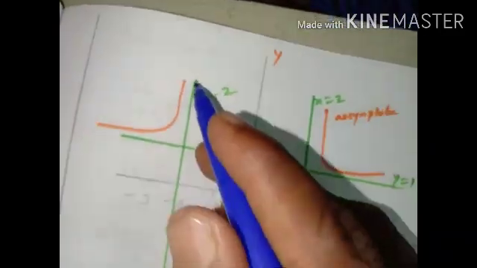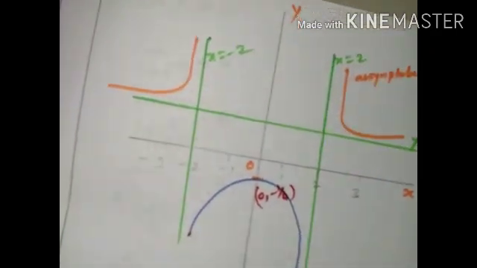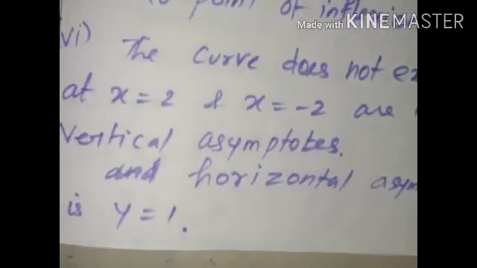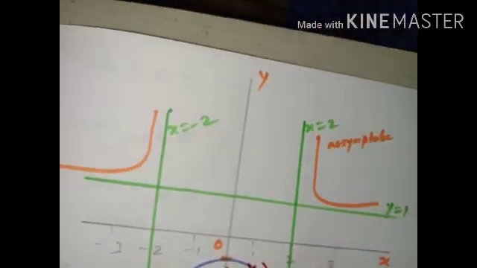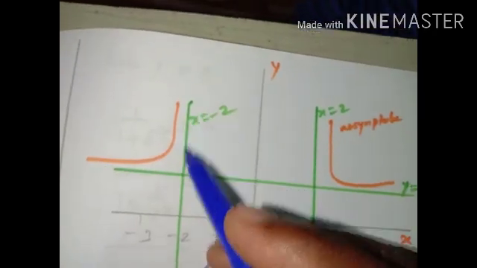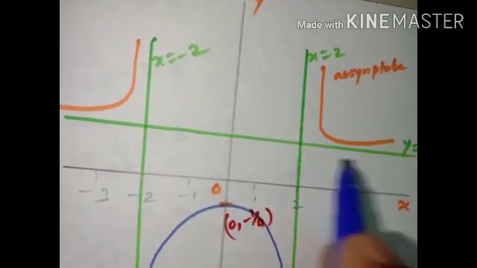The domain excludes the points x equal to 2 and x equal to minus 2. So in this term, the asymptote points are x equal to 2 and x equal to minus 2, with y equal to 1. So the asymptote lines are x equal to 2, which we draw as a line, x equal to minus 2, which we draw as a line, and y equal to 1. So 1 is the line we draw.